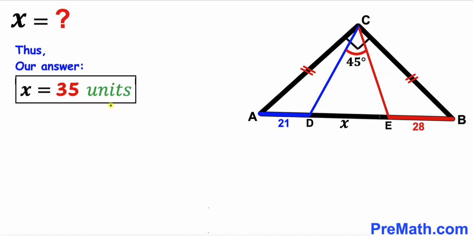So after all the calculations and manipulations, our X value turns out to be 35 units. In other words, the value of this X is going to be 35 units. And that's our final answer.